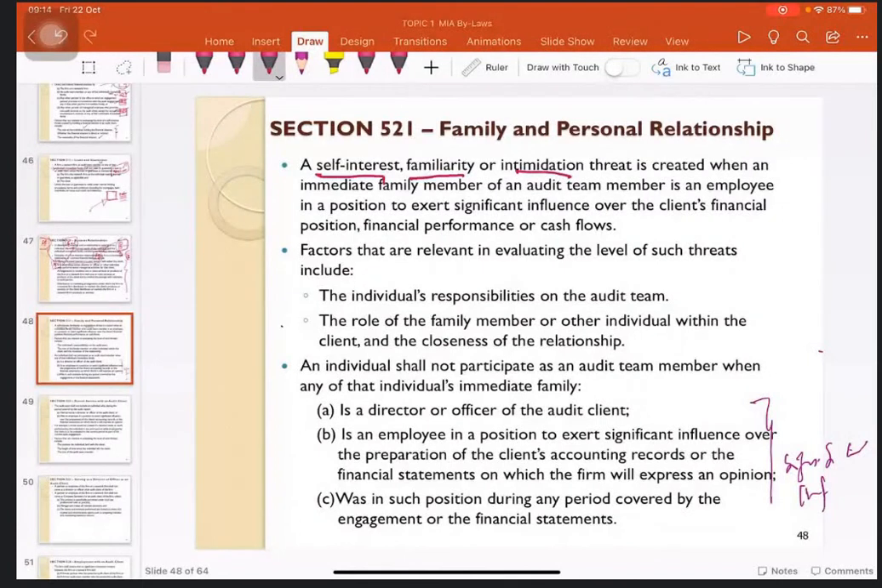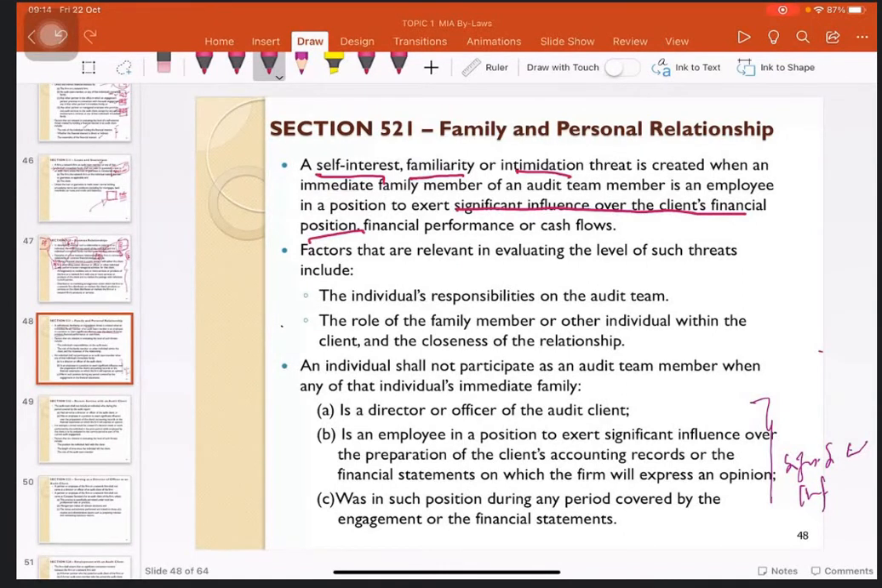Okay, when an immediate family member of the audit team is an employee or in a position where they have significant influence over the client's financial position. Okay, kalau katakanlah bahawa you ada any relationship dengan your punya immediate family involved in the client, dekat client punya position, and then dia ada significant influence.